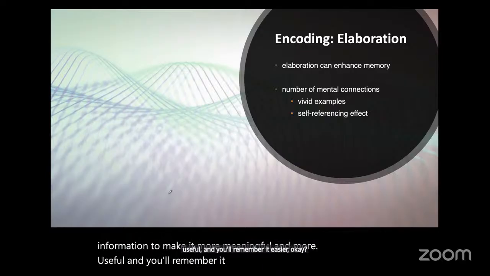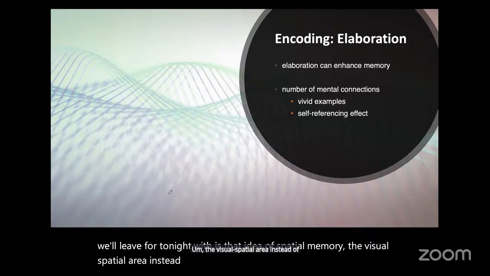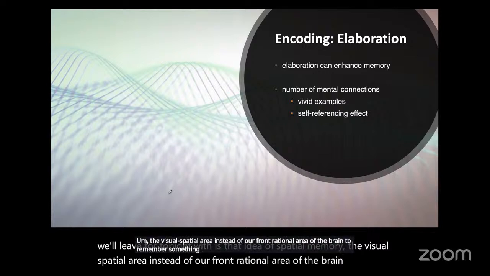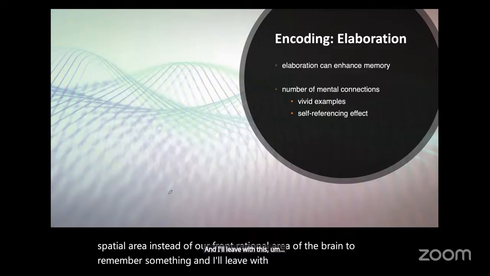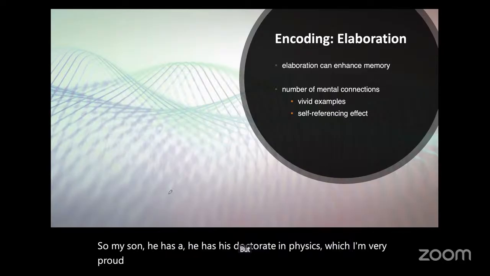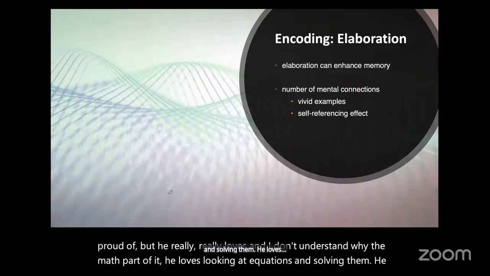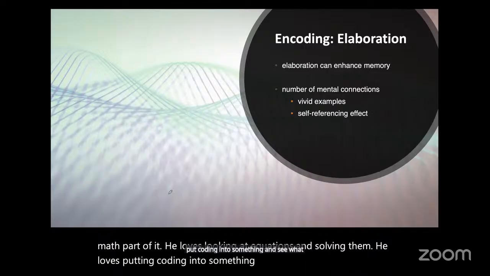Okay. And the other thing that we'll leave for tonight with is that idea of spatial memory, using the visual spatial area instead of our front rational area of the brain to remember something. And I'll leave with this. My son has his doctorate in physics, which I'm very proud of, but he really, really loves, and I don't understand why, the math part of it. He loves looking at equations and solving them. He loves putting coding into something and seeing what will happen.